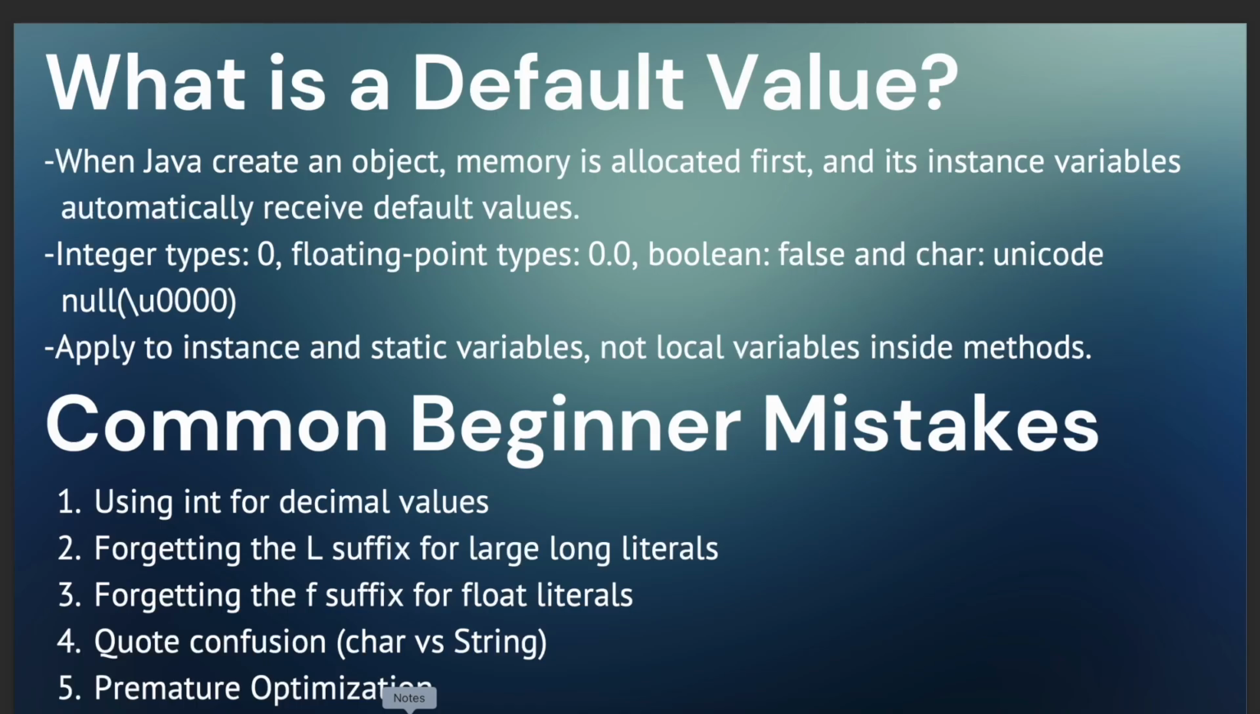Mistake 5 is premature optimization. Don't use byte or short everywhere just because you think it makes your basic app faster. Modern systems favor int and double. Prioritize code readability and standard conventions unless you are writing high performance systems.